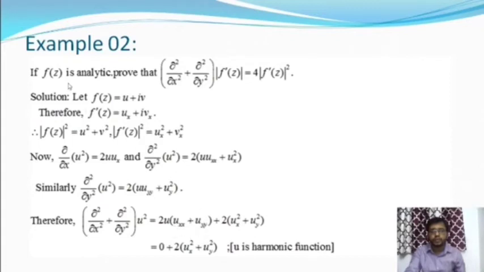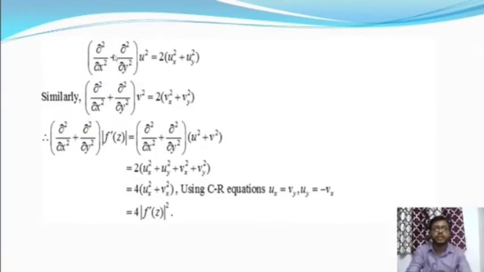So f of z, I have already told you, f of z is analytic, that means u and v both are harmonic functions. That's why uxx plus uyy is equal to 0. So from this we'll get 0 plus 2 into (ux square plus uy square), where u is a harmonic function. Therefore the second order differentiation del 2 del x square plus del 2 del y square of u square will give 2 into (ux square plus uy square).